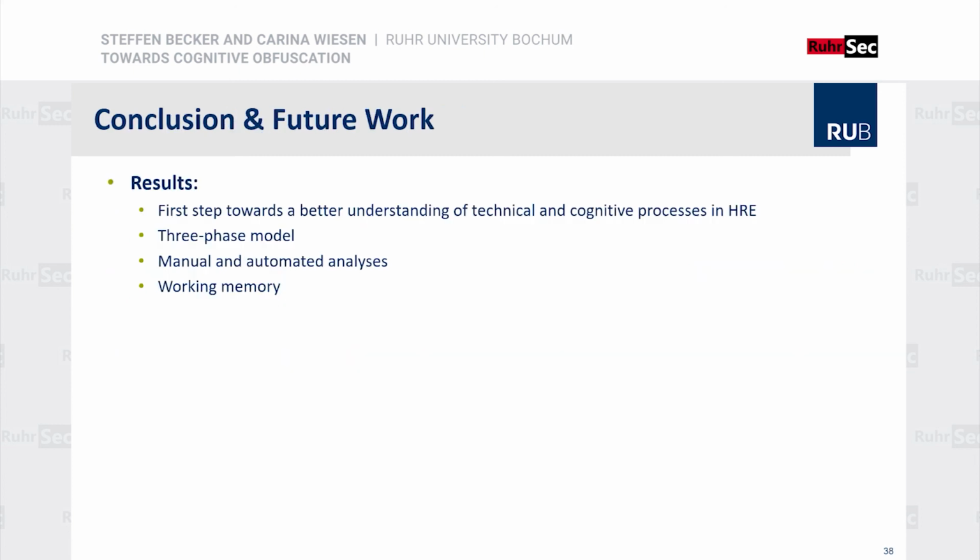In summary, our work marks a first step towards a better understanding of technical and cognitive processes in hardware reverse engineering. In the behavioral data of our participants, we could detect a model of 3 consecutive phases. We also analyzed the interactions of manual and automated netlist analyses, which was not part of this talk. Last but not least, we identified the cognitive factor working memory as potential catalyst for hardware reverse engineers.